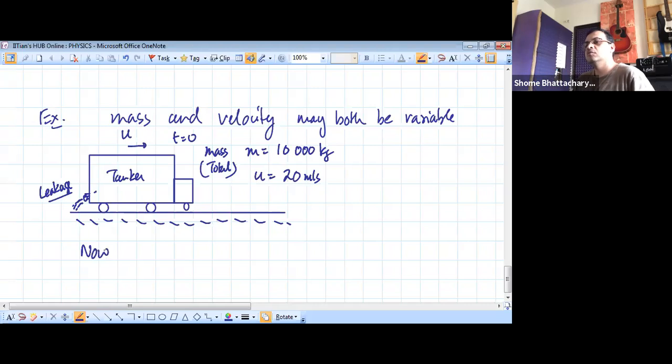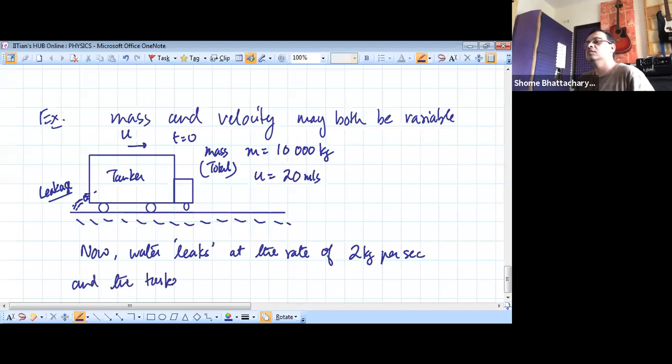Now, water leaks at the rate of 2 kilograms per second, and the tanker also accelerates at 0.4 meters per second squared.